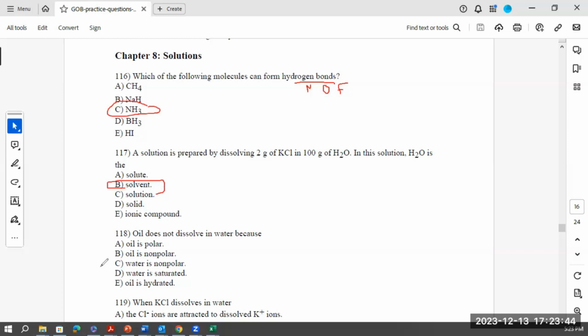Oil does not dissolve in water because it's non-polar. That's right. Yeah, because water is polar and oil is non-polar, so they don't tango.